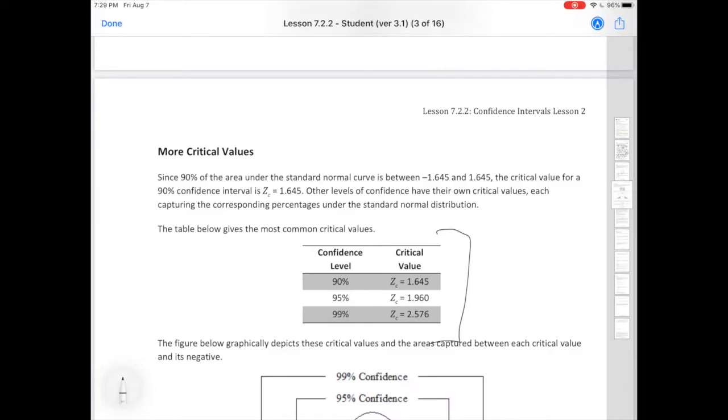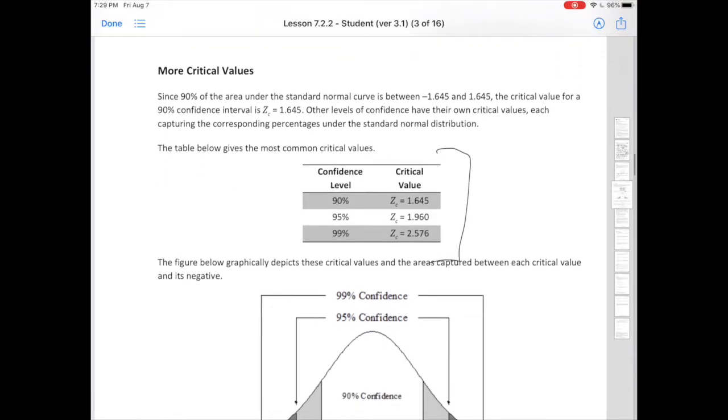If we want 90% confidence level, then you're going to use 1.645. If you want a 95% confidence level, you're going to use 1.960 or 1.96, right? Same thing. And if you want 99% confidence, you're going to use a critical z-value of 2.576. Note, you do not need to memorize those numbers. It will be given to you on an exam, okay?